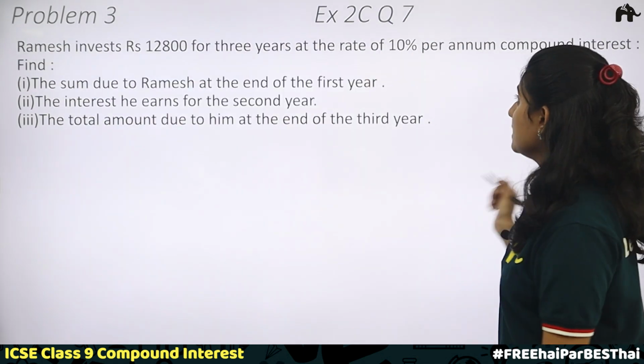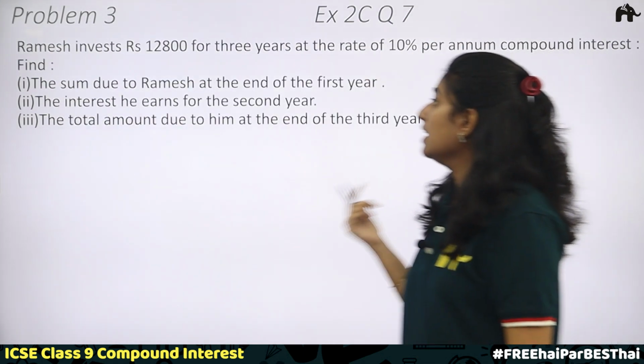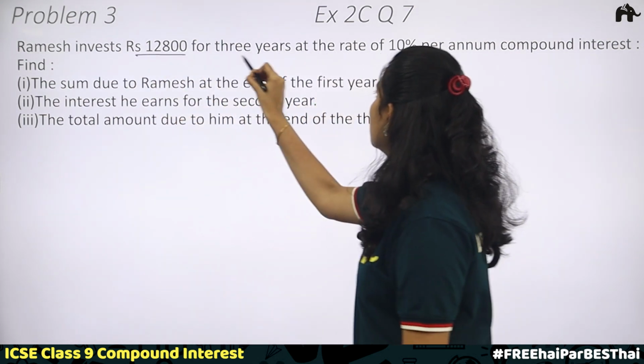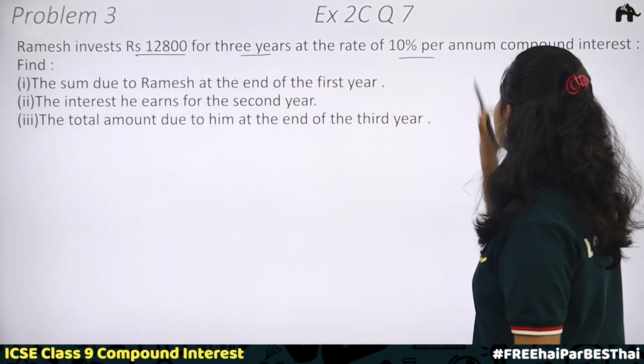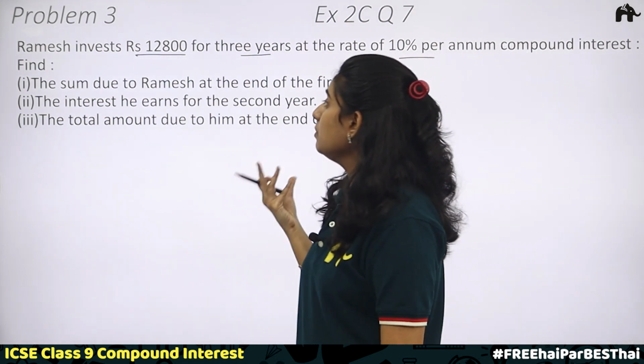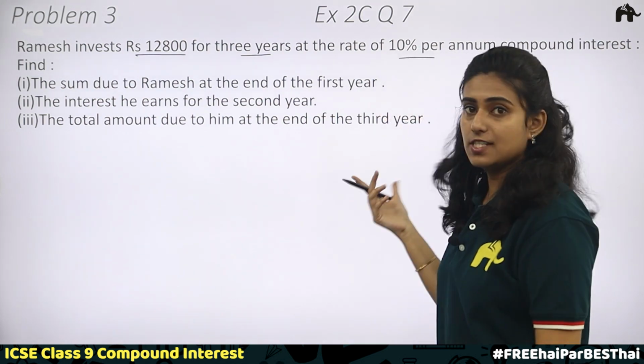Problem number 3, question 7 of exercise 2C. Ramesh invests rupees 12,800 for 3 years at the rate of interest 10% per annum compound interest. Find the sum due to Ramesh at the end of the first year.